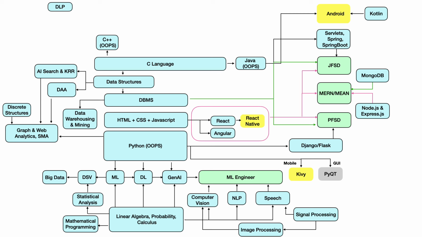We have a course called Graph and Web Analytics, and SMA stands for Social Media Analytics, which relies on the graph algorithms which have been discussed in AI search and also DA, and also the graph definitions, everything we study from discrete structures. So discrete structures, AI and DA form a prerequisite, and implementation can be done in the Python programming language. And all these things, data science and visualization, big data, data warehousing and mining, and various data analytics courses together allow us to become a data scientist, data engineer, and data analyst.